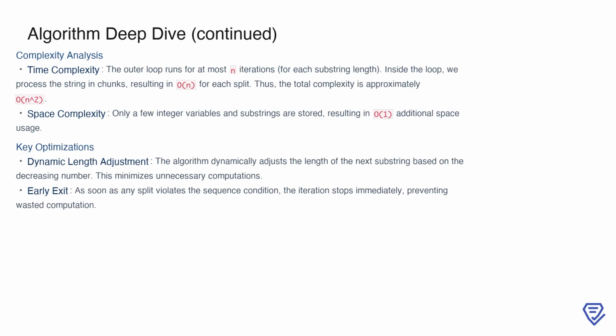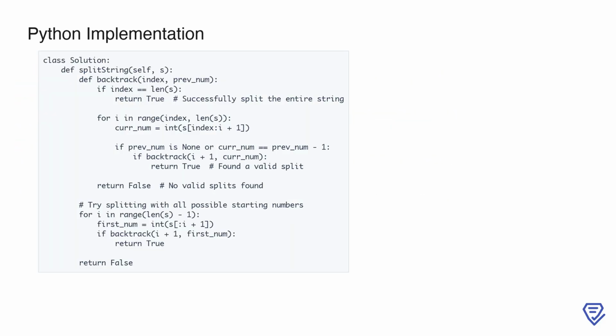We also optimize the process by dynamically adjusting the length of the next substring based on the expected number, minimizing unnecessary work. Furthermore, the algorithm exits early as soon as a sequence condition is violated, avoiding wasted computation. These optimizations ensure the solution is both efficient and scalable for large inputs. This solution uses a backtracking approach to determine whether a string can be split into descending consecutive values. Let's break it down.